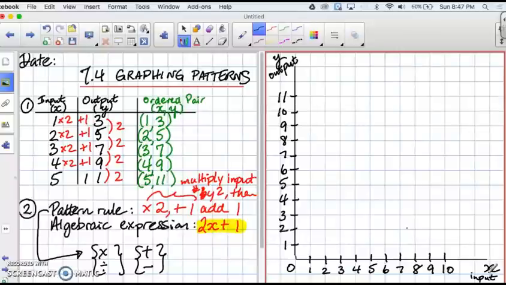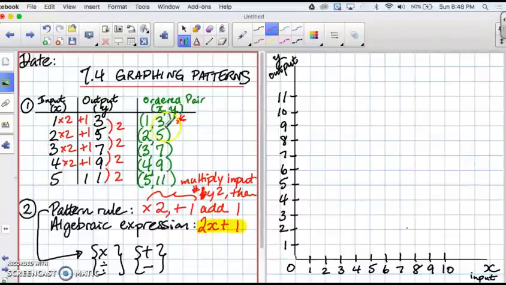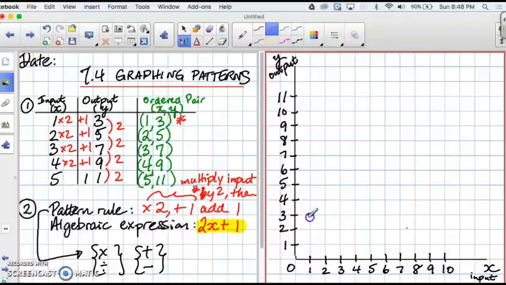So we're going to be looking at the first ordered pair here. I'm going to do this part in red so that it's easy to see. I'm going to look at 1, 3. 1 stands for the x value or the input, and then 3 is the y value. So I know that's going to go right here. I'm also going to label it 1, 3. You do not have to label the ordered pair with the point. I'm just going to do that as a reference here.